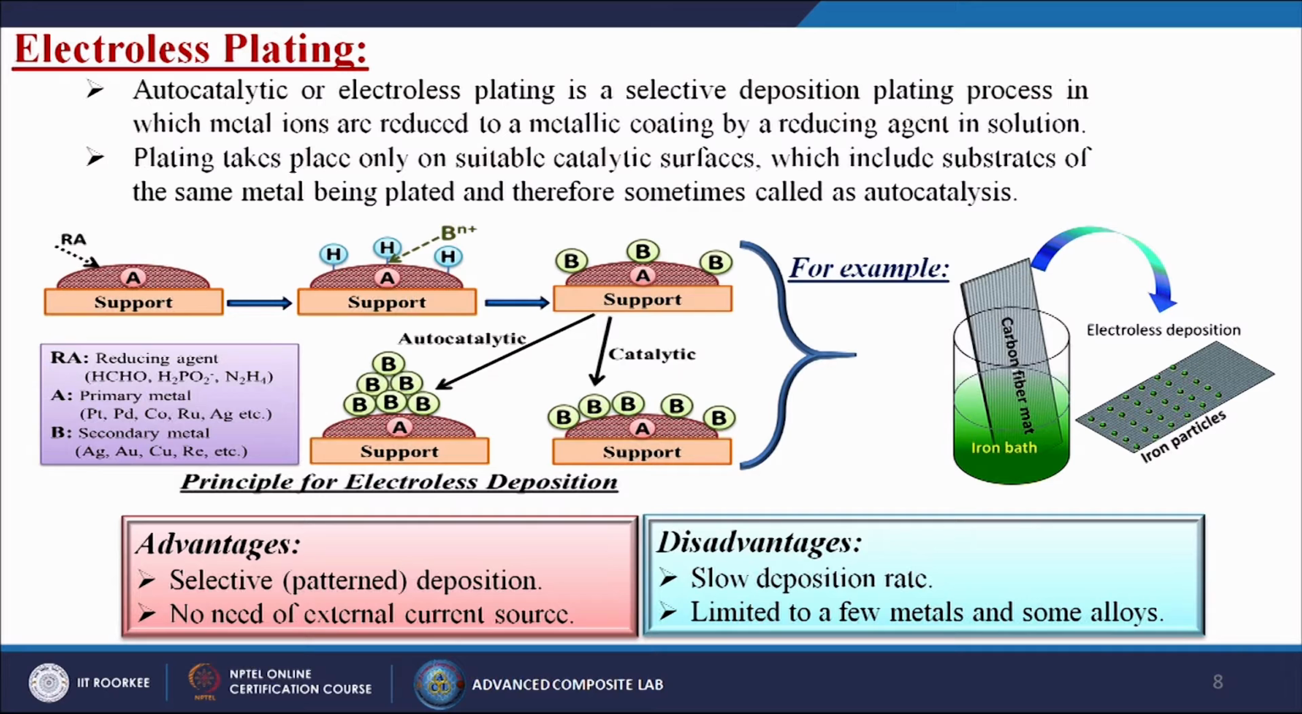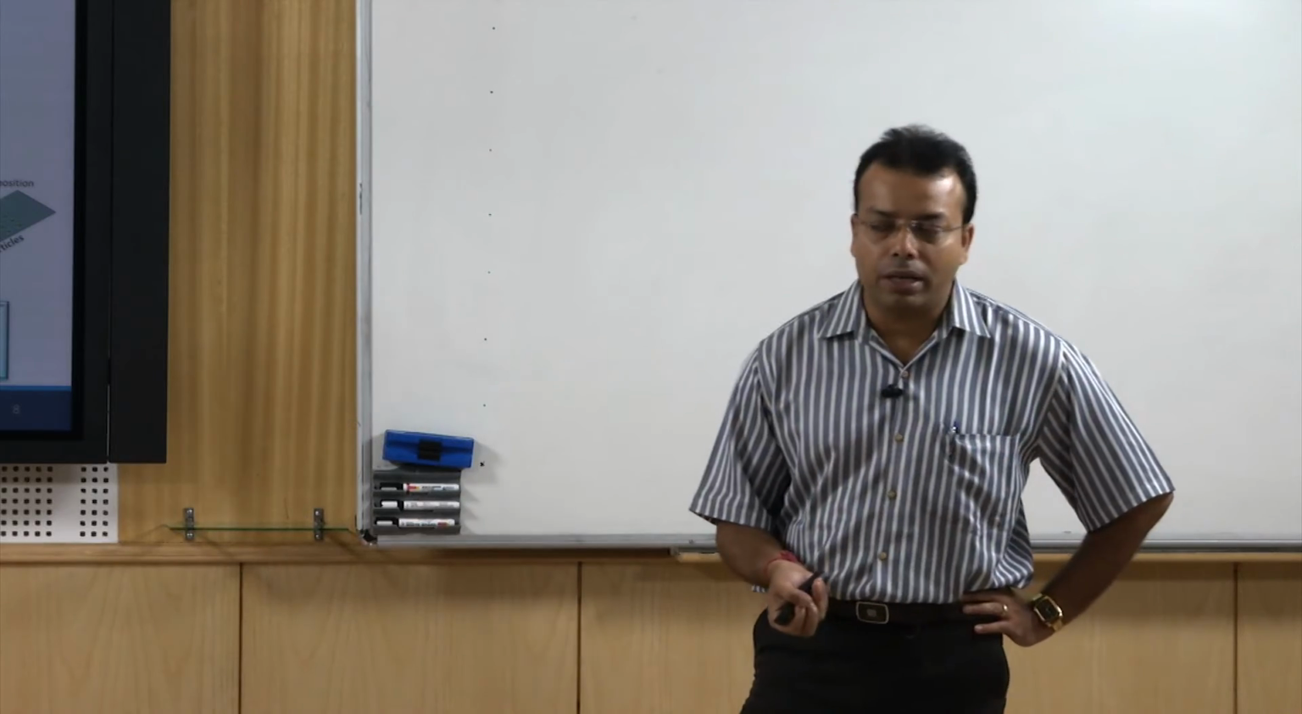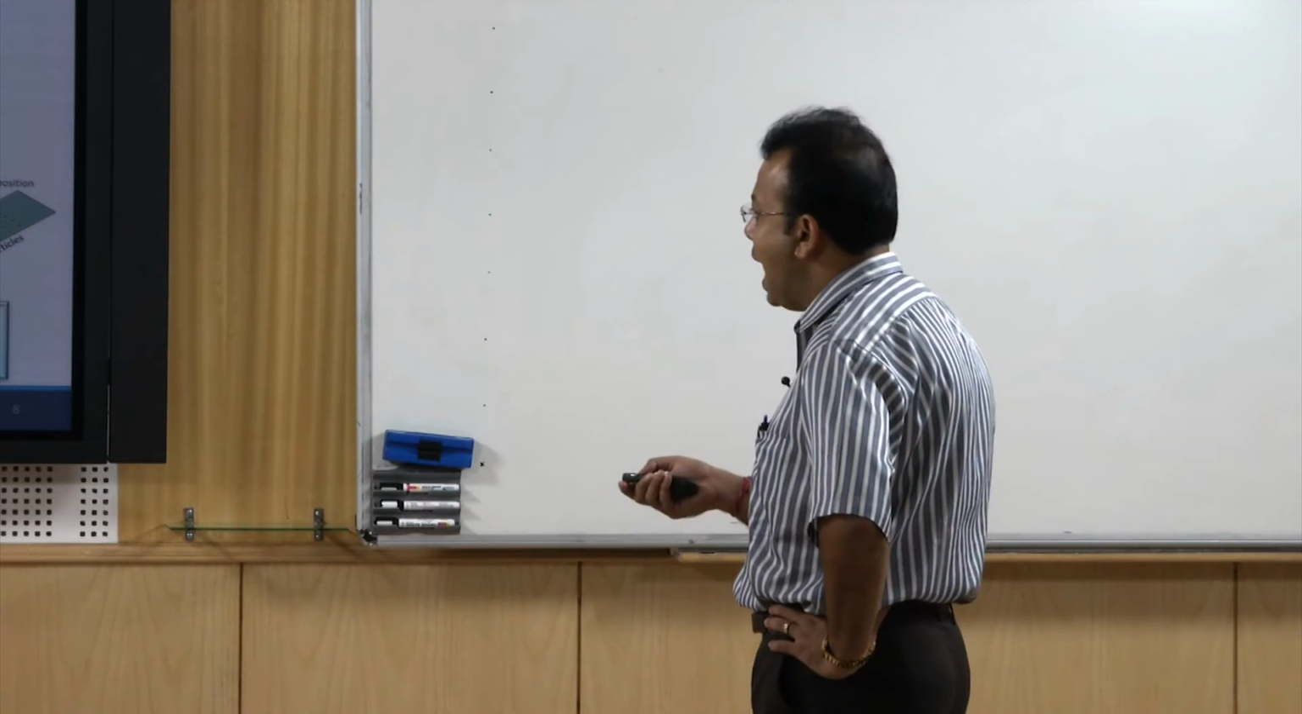So, either we can do it by autocatalytic methods or catalytic methods. In the autocatalytic methods, as I have already discussed, it includes substrates of the same metal being plated and therefore is sometimes called autocatalysis. So, the same material we are applying onto that, and for the catalytic method we can use a different metal also. So, what are the advantages?